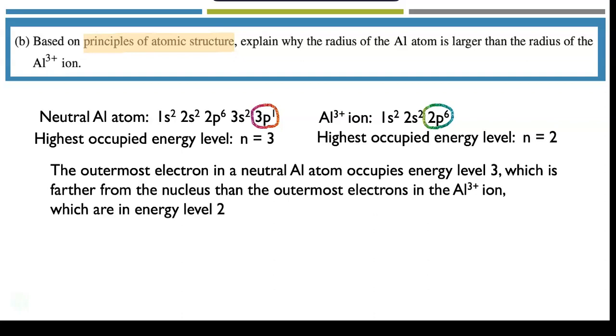The outermost electron in a neutral aluminum atom is in energy level 3, which is farther from the nucleus than the outermost electrons in the aluminum ion, which are in energy level 2. That is really what your answer needs to focus on. You don't have to write out the electron configuration for the aluminum ion. Heck, you don't even have to write complete sentences. Bullet points are great, but this is what your answer really needs to address. And that's what you needed to talk about to earn the 1 point for Part B.